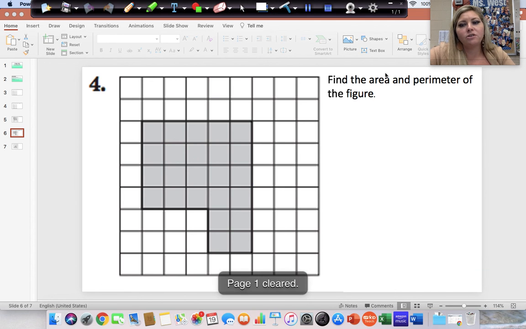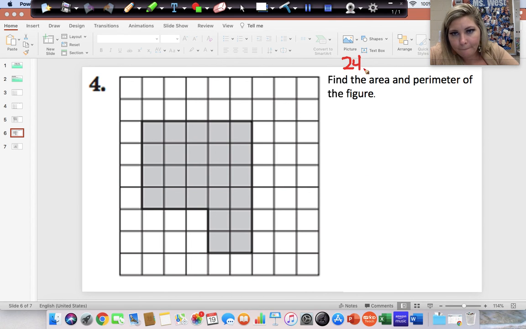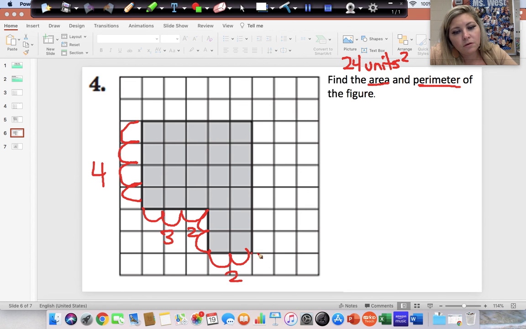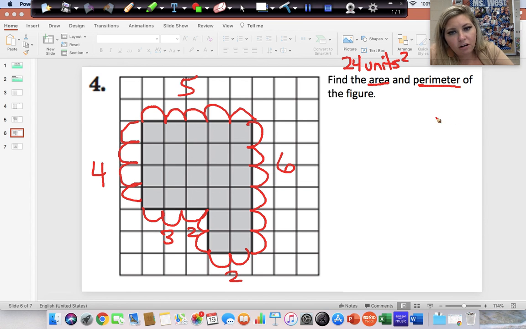I'm going to clear all of this so that we can do the perimeter now. So for perimeter, we're just adding up all the sides together. So 1, 2, 3, 4. 1, 2, 3. 1, 2. 1, 2. 1, 2, 3, 4, 5, 6. And 1, 2, 3, 4, 5. So we add all these together.